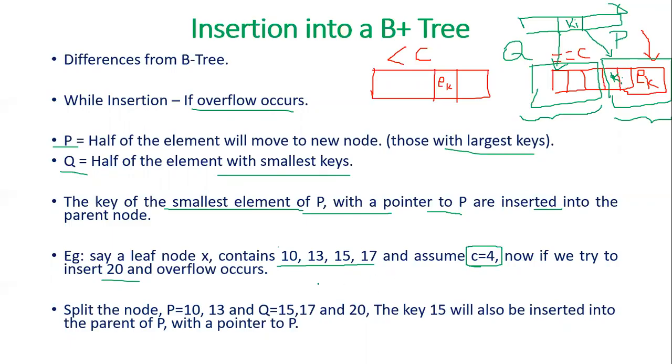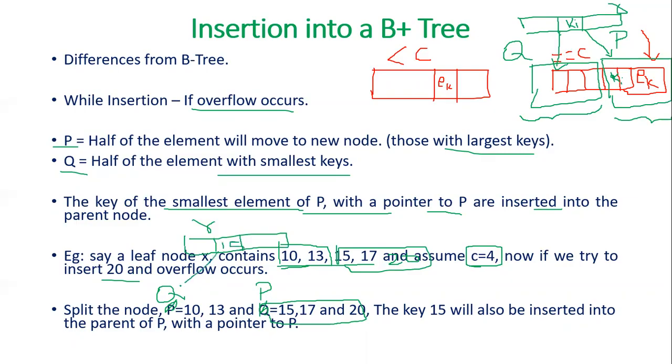10 and 13 will be one node. Okay, so this is Q as per our nomenclature here. This is Q, this is P. So 10 and 13 will be Q, that is the one with the smaller keys. Then 15, 17, and 20, where 20 is the one that you want to insert, will be the other node, which we will call P. Now from P, identify the smallest element, which is 15. That 15 should be moved to the parent. The parent may already have many keys, but apart from that, 15 will also be added to the parent, right?